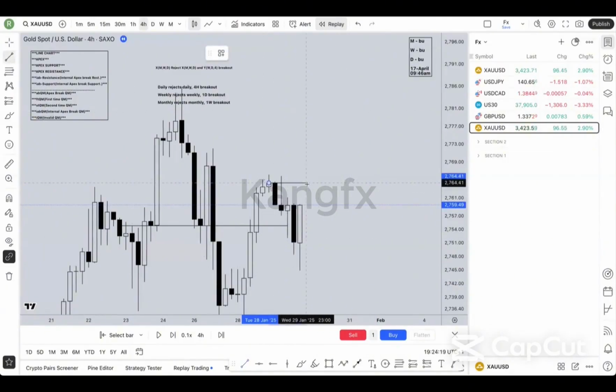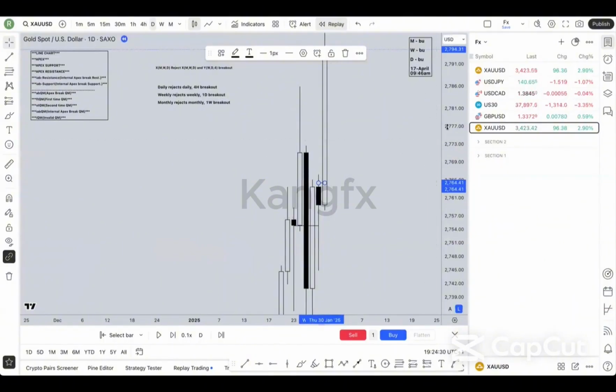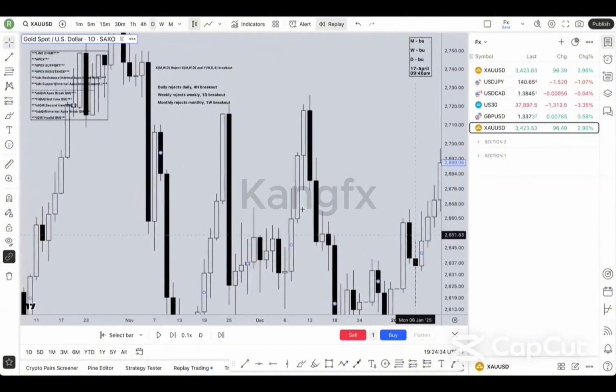So this resistance, you see it, we extend, it broke. Now the market is bullish. This was the rejection, this was the breakout. So let's go and look for a bearish storyline, because the rest, all of them we've been doing, are bullish storylines.